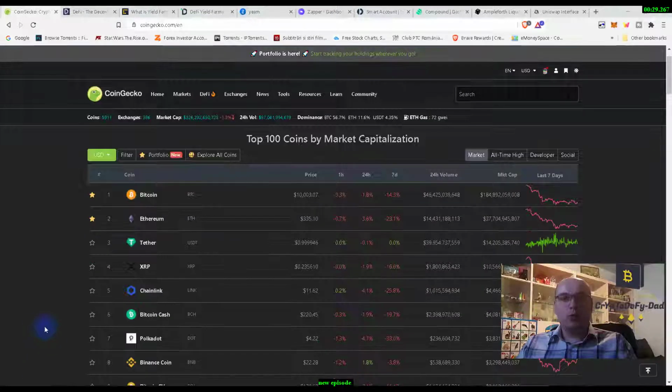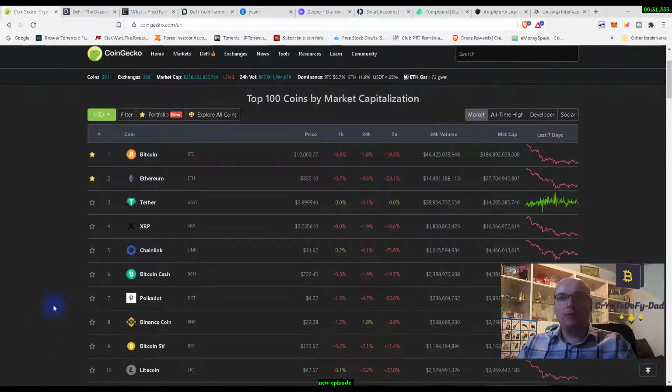Let's take a quick look at the market today. Since last week, the market dropped significantly. We see in the past 7 days a 14% drop on Bitcoin, 23% in Ethereum, XRP 16%, and Chainlink 25%.